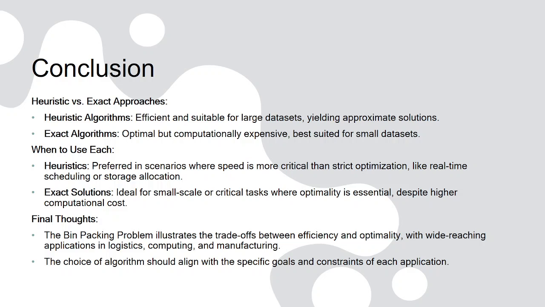And the conclusion. To conclude, heuristic methods provide efficient, quick solutions, especially for large-scale applications where approximate solutions are acceptable. Exact algorithms ensure the minimum number of bins but at a high computational cost. Overall, the algorithm choice depends on specific requirements such as speed versus optimality. Understanding these algorithms allows us to apply them effectively in real-world scenarios, maximizing efficiency and resource use.